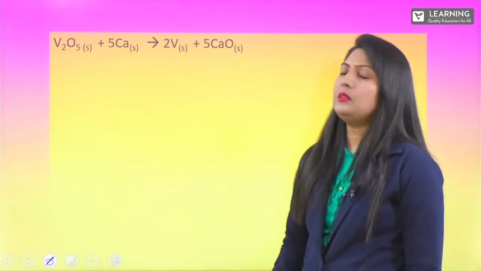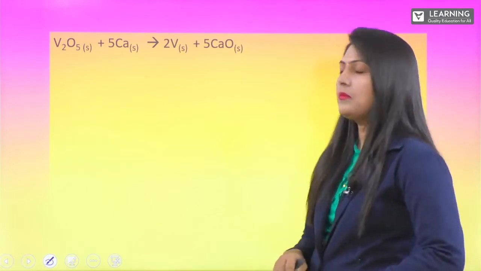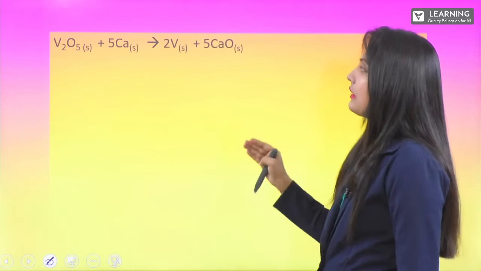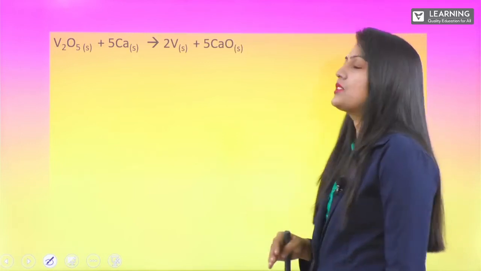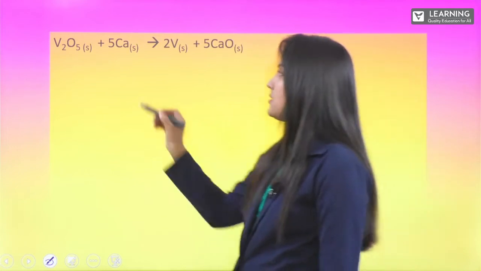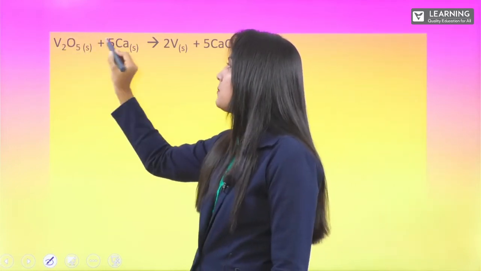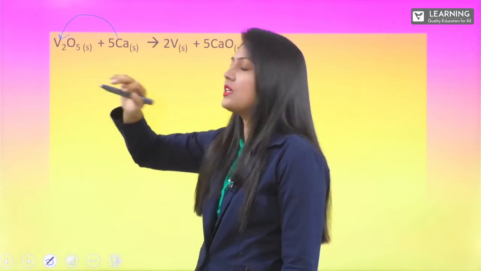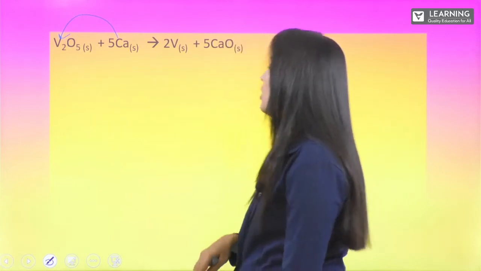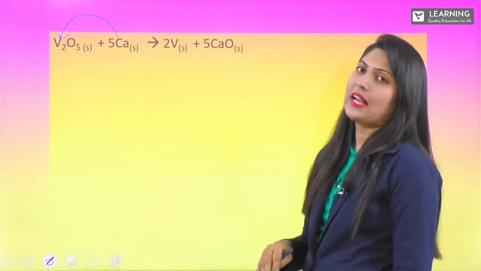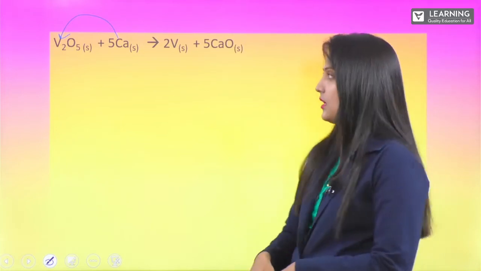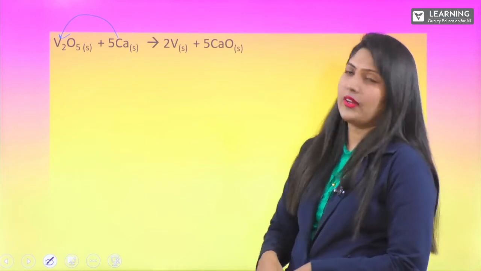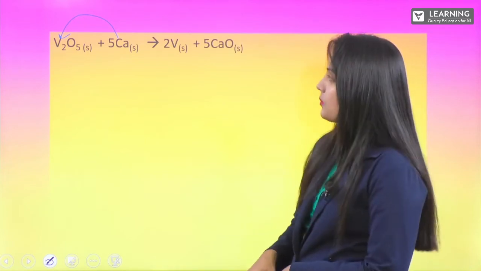Next you can see here, vanadium pentoxide reacts with calcium to give vanadium and calcium oxide. That means the vanadium is displaced. Calcium displaces vanadium from its oxide state and we get calcium oxide. You can also get the oxidation numbers here, students. What is the oxidation number of vanadium? You can find it out. Calcium, you can find it out.